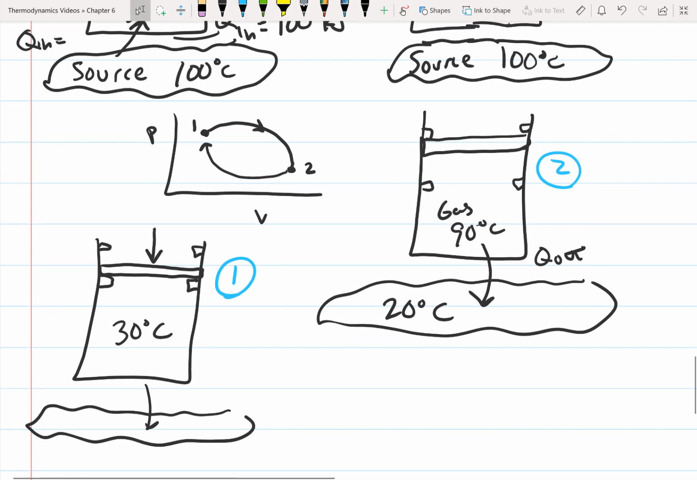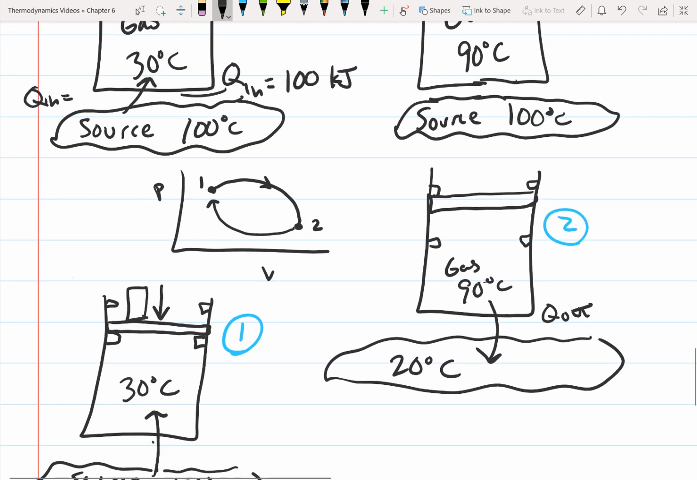Our gas is now back at 30 degrees, and we can put a load on here again, and then we can once again bring this in contact with the hot reservoir. So now let's say that we've brought this in contact with the 100 degree source, and it's going to transfer heat into the cylinder and increase the internal energy of the gas, which is again going to lift the load.